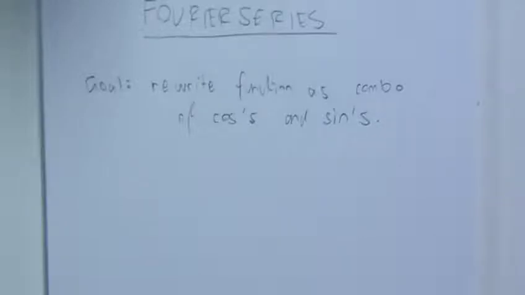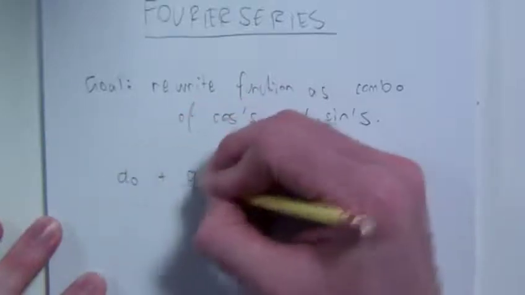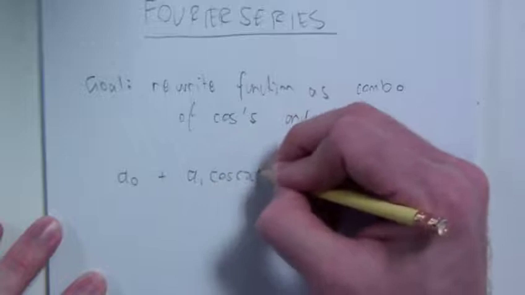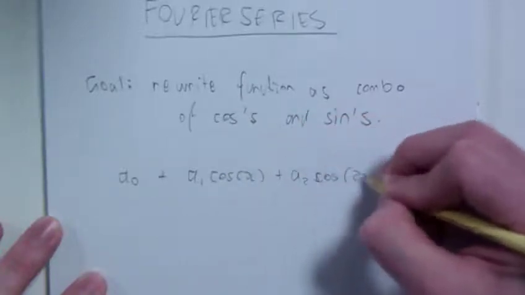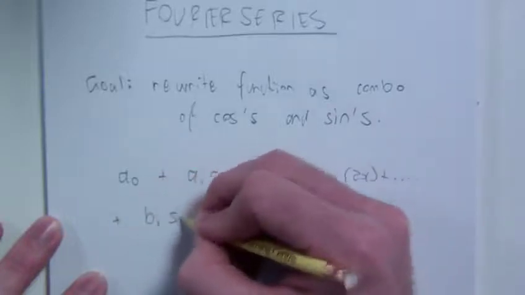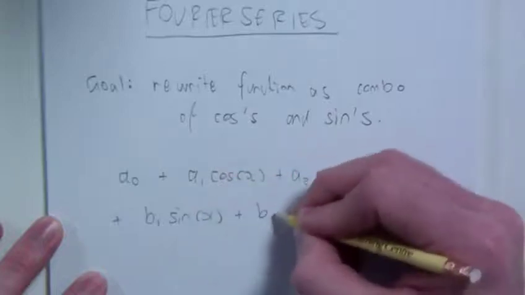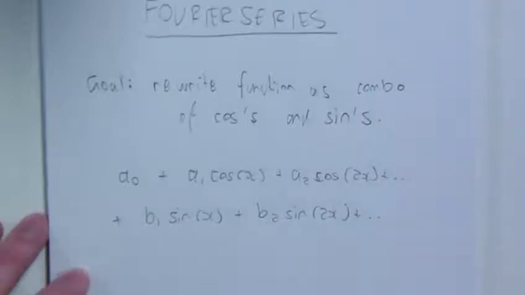So in a similar way that a Taylor series is a rewrite of your function as an infinite polynomial, we're going to rewrite our function as a combination of cosines and sines. And to be more accurate, it's going to be something constant, and cos x and cos 2x and forever, and also sin x, sin 2x and forever. That's the idea behind it.